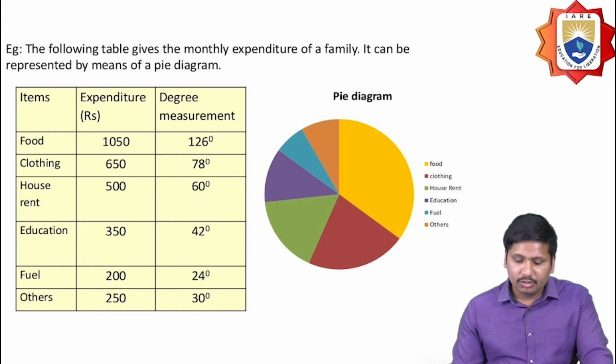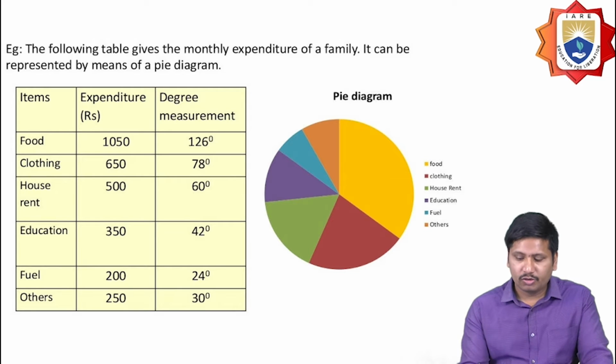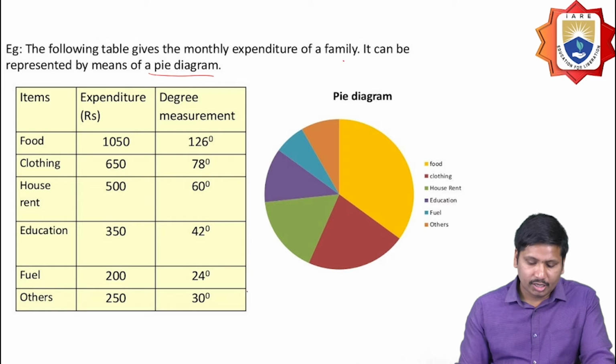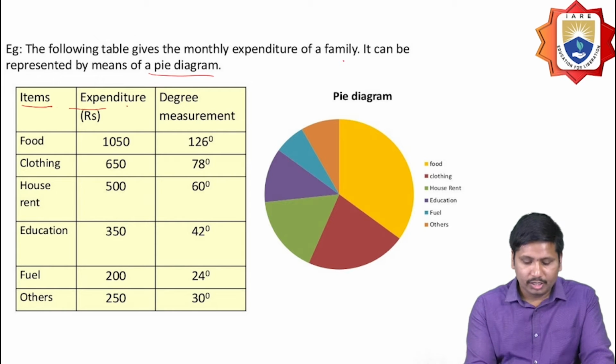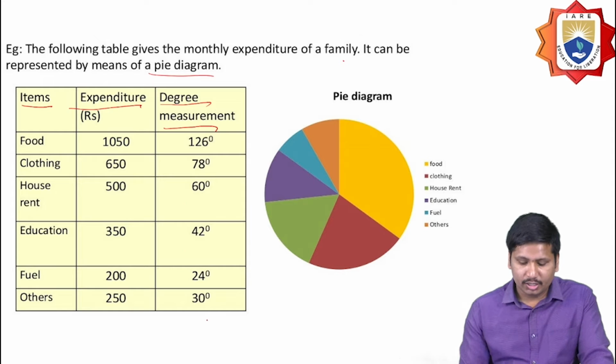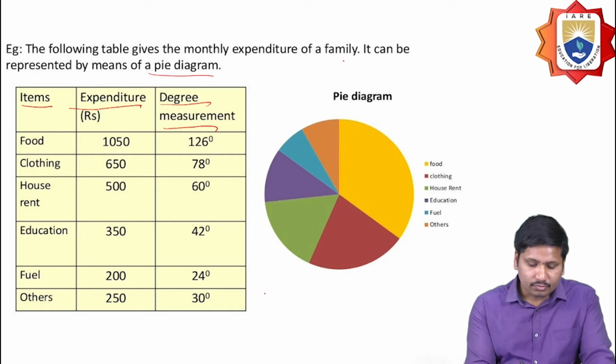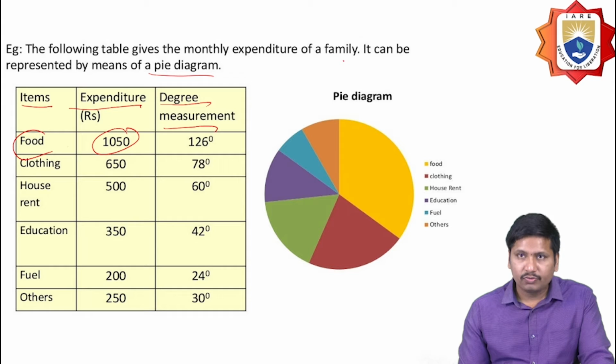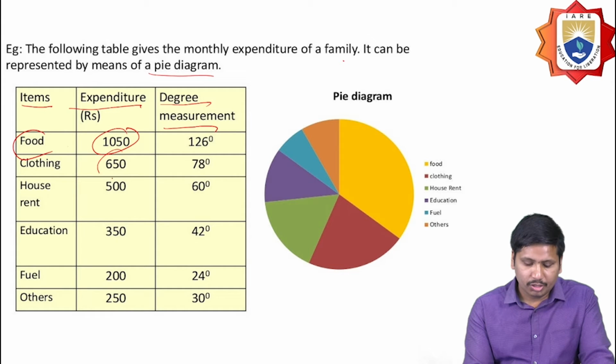Let's see another example. The following table gives the monthly expenditure of a family. It is going to be represented by means of a pie diagram. So this is the problem they are giving. For that I have to create a table of items, expenditure and degree of measurement. So first one is food, expenditure 1050, then clothing 650, house rent 500, education 350, fuel 200, and others 250.